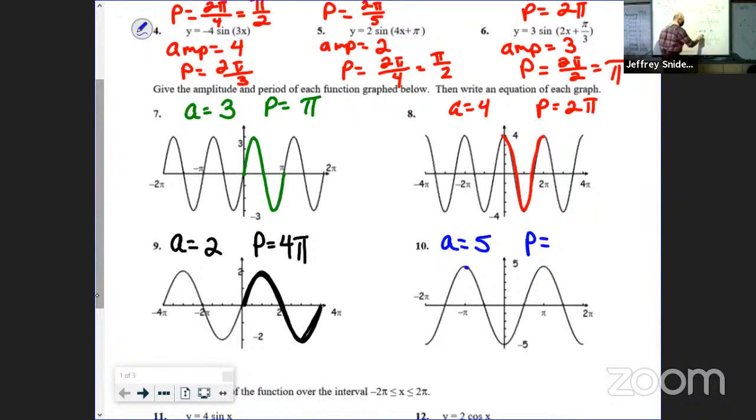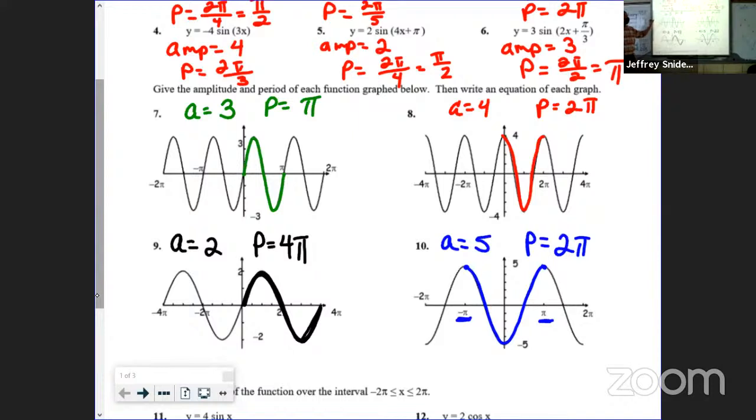Hey, why not go from here to here and graph what? One cycle of a cosine curve. There it is. Okay. It goes from negative pi to positive pi. So how far is that? 2 pi. That's the period. Okay. We're going to come back to the other parts in a second. I'm not going to do the writing the functions yet.